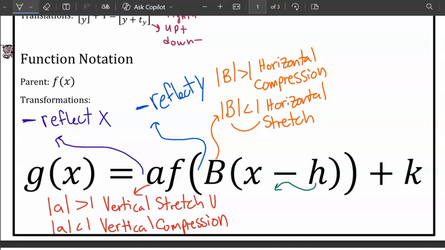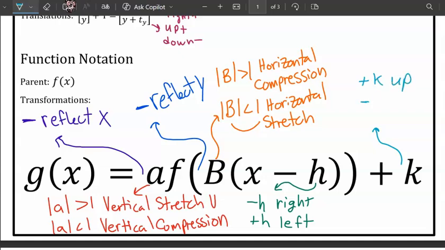For the h value, if we have a minus number, it's going to go right. And if we have a plus number, it's going to go left. For the k, if we have a plus number, it's going to go up. If we have a minus number, it's going to go down.